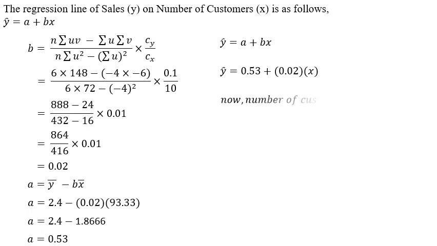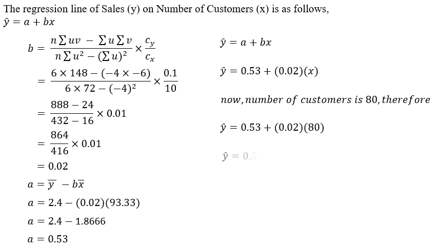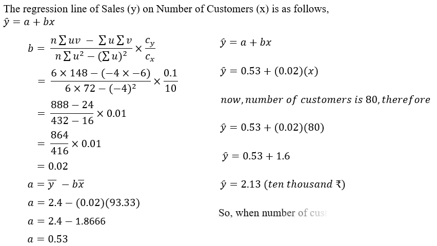Now what we have to do, that number of customers per day are estimated at 80. So what we are going to do, we are going to put 80 into the x, and once we put 80 into the x, we multiply it with 0.02 to get 1.6, and we add it into 0.53 to get 2.13, that is 10,000 rupees. The unit here is 10,000 rupees. So you multiply 2.13 with 10,000 rupees and you will get that when number of customers is 80, the estimated sales will be 2.13 into 10,000 is 21,300 rupees. So my dear friends, that's your answer.